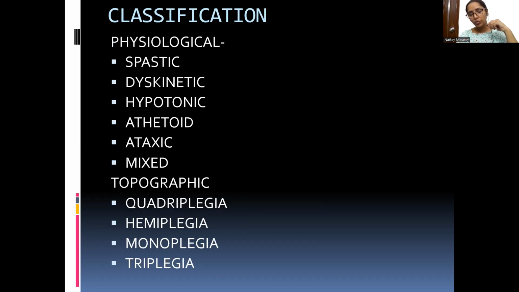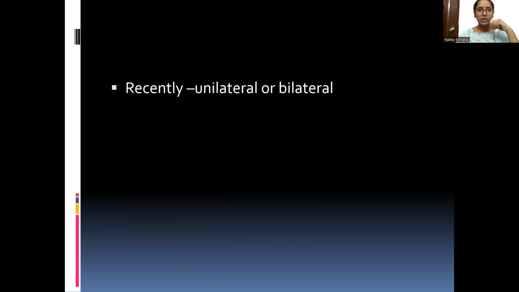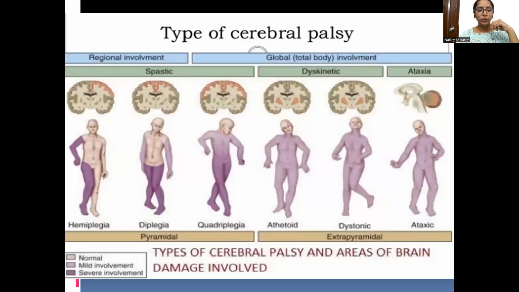Quadriplegia when all the four limbs are involved. Hemiplegia, any one side of the body is involved. Monoplegia, any one limb is involved. Triplegia, three limbs are involved, which is very uncommon. Recently, it has also been divided into unilateral or bilateral. So as I told you, these are the types: hemiplegia, diplegia. Diplegia, legs are more involved than hands. Quadriplegia, all are involved. These are the abnormal movement types.